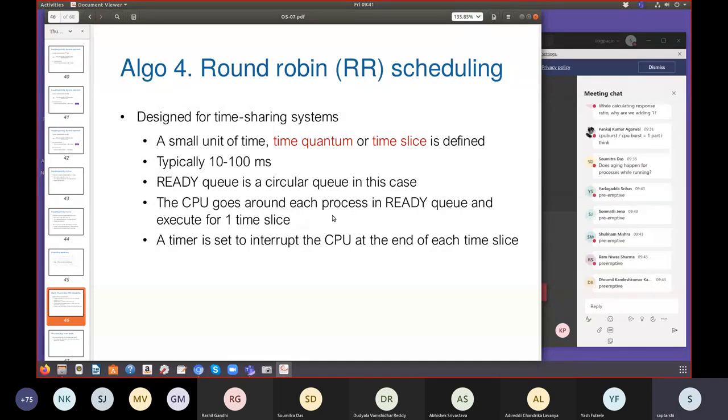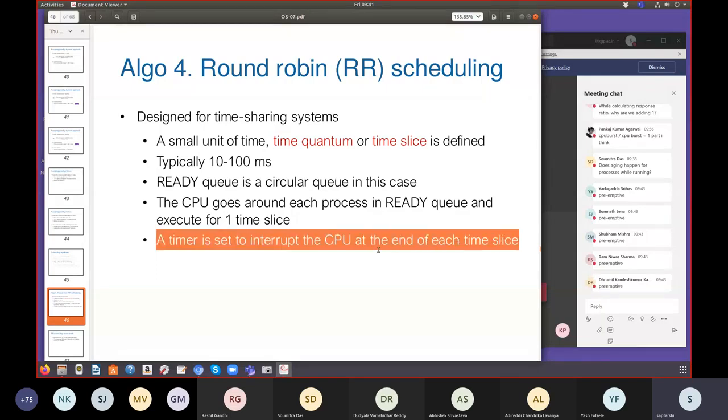Yeah, by definition, round robin scheduling is preemptive, because if a process has executed for one time slice, it will be forced out of the CPU and the CPU will be allotted to the next process. Right? So by definition, this is preemptive, and this is how it is managed: a timer is set to interrupt the CPU at the end of each time slice. We have discussed this mechanism in a bit more detail earlier.